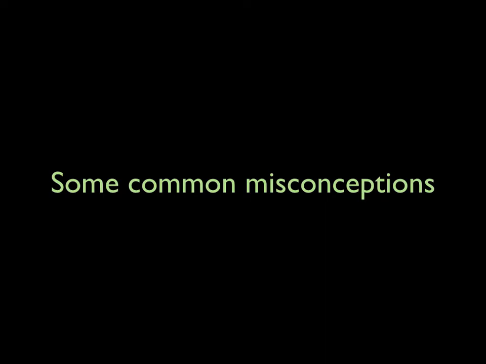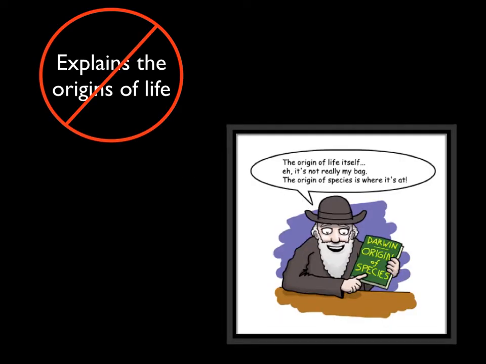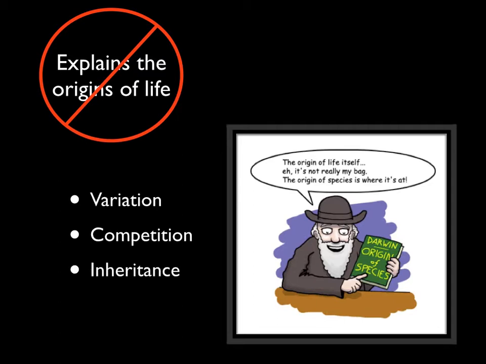So just some more common misconceptions that I want to go through. There's a lot of cultural baggage surrounding the term evolution. So we just need to keep in mind that evolution does not explain the origins of life. Remember, variation, competition, and inheritance. There's nothing about where life came from. So once we get a population with variation, where individuals have to compete and their success is heritable, then we expect to see evolution by natural selection occurring. It doesn't explain anything about the origins of life.